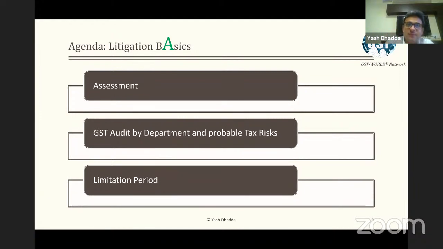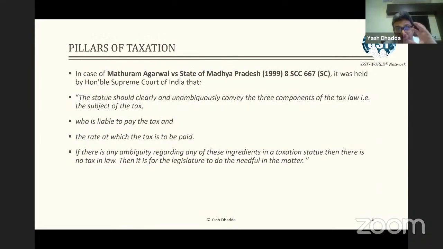Before we go to the specifics of the topic, one point which I want all of us to focus upon is that whenever we talk about any taxation laws and the basic foundation of the taxation law on which we are standing, we have this 1999 judgment given by the Honorable Supreme Court in the case of Mathuram Agarwal versus State of Madhya Pradesh.